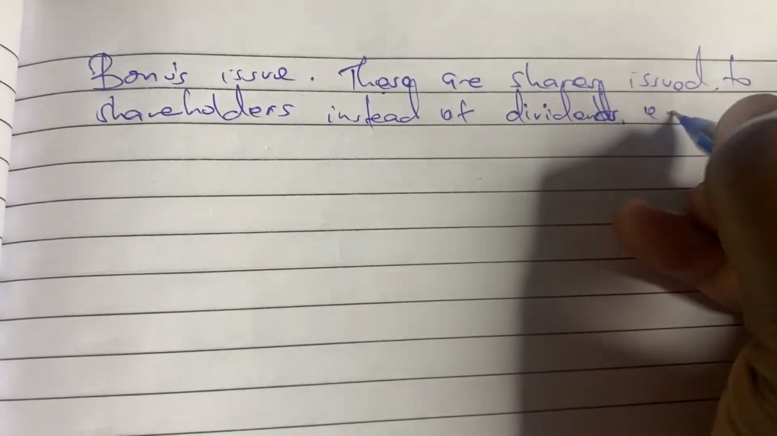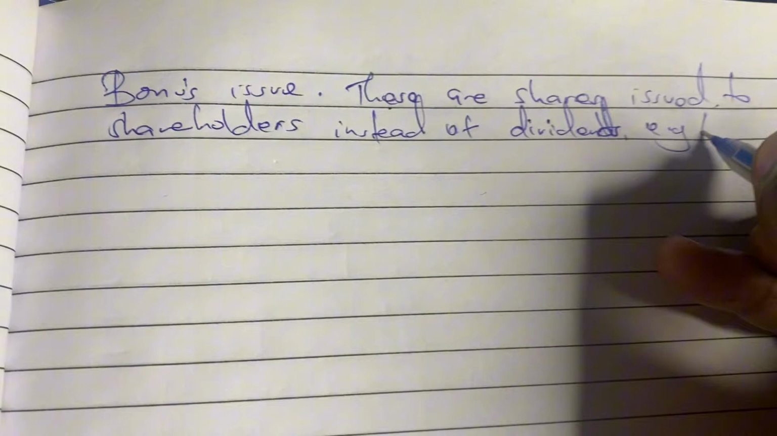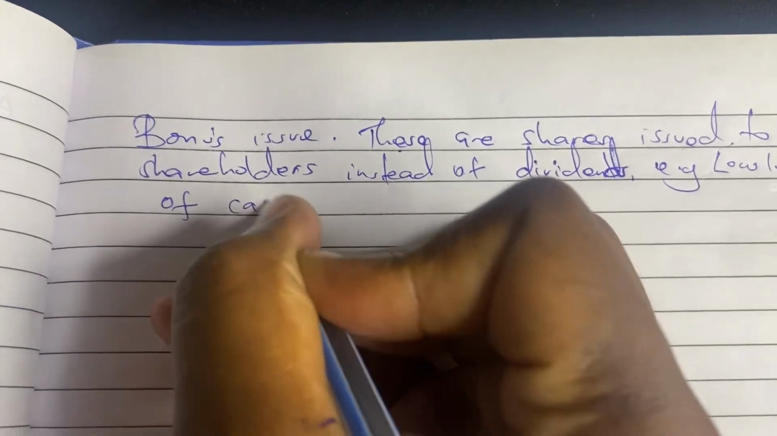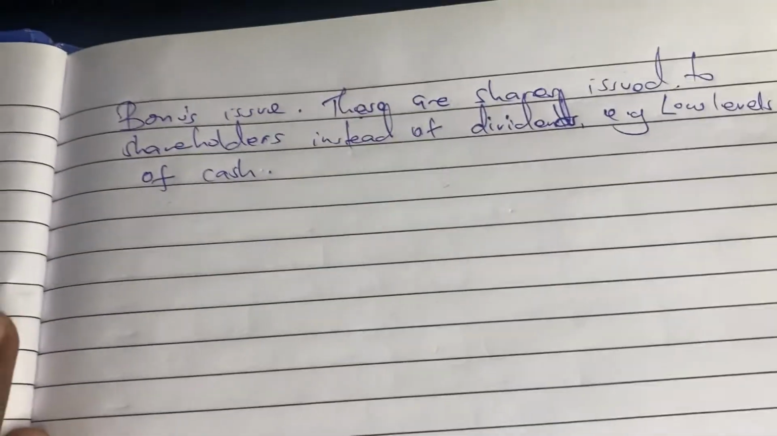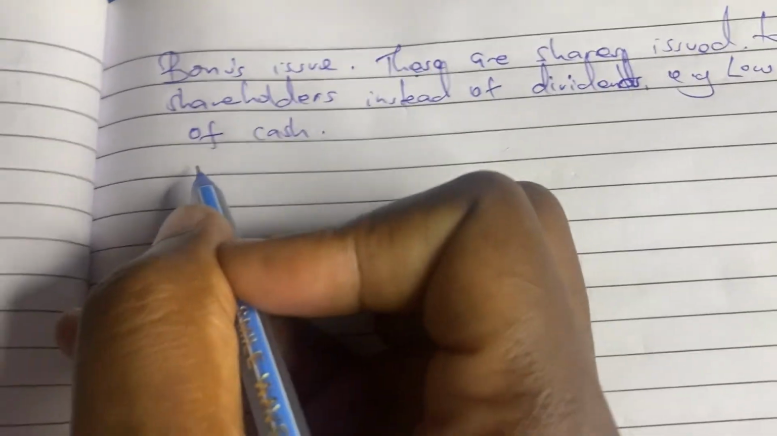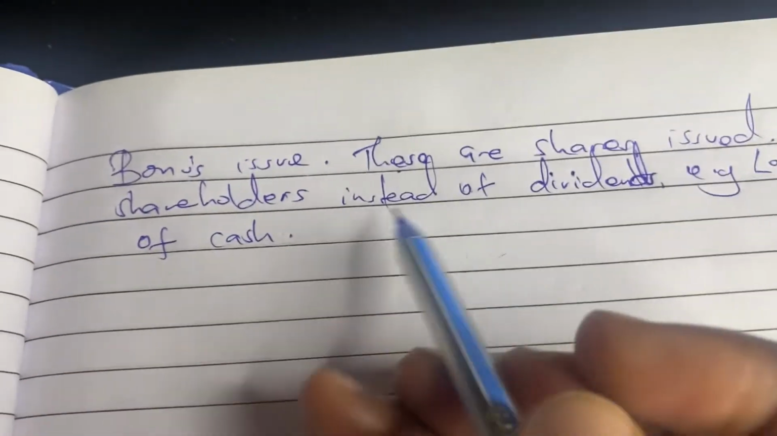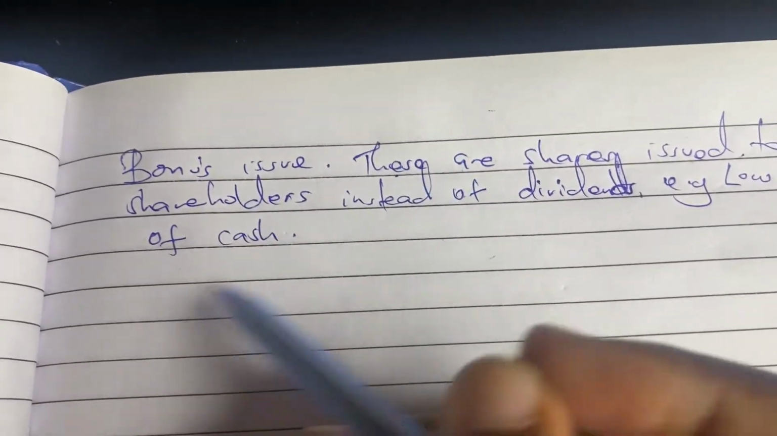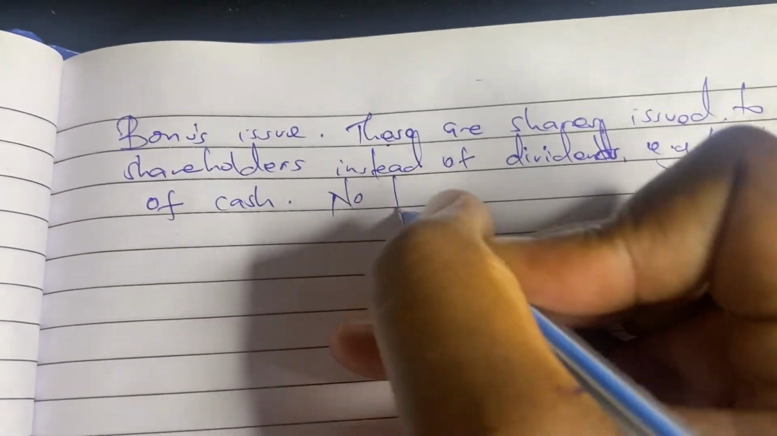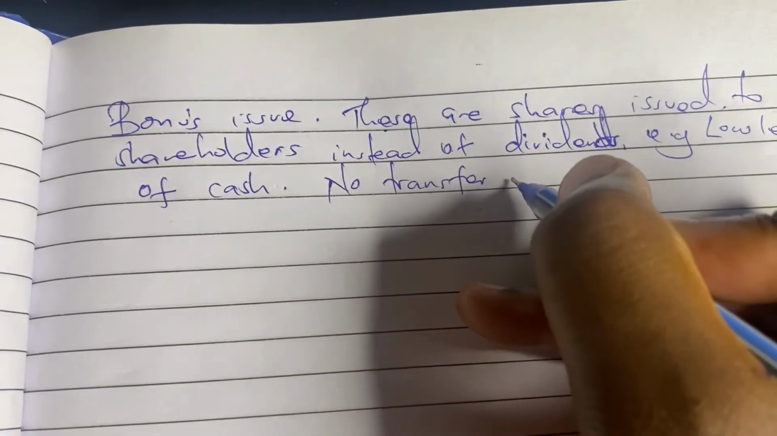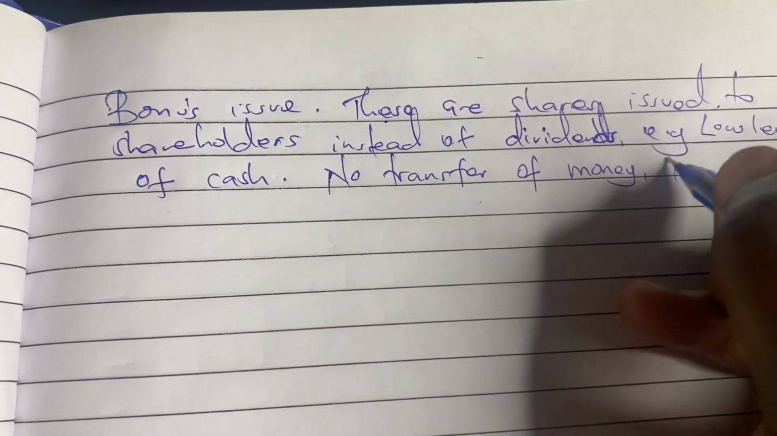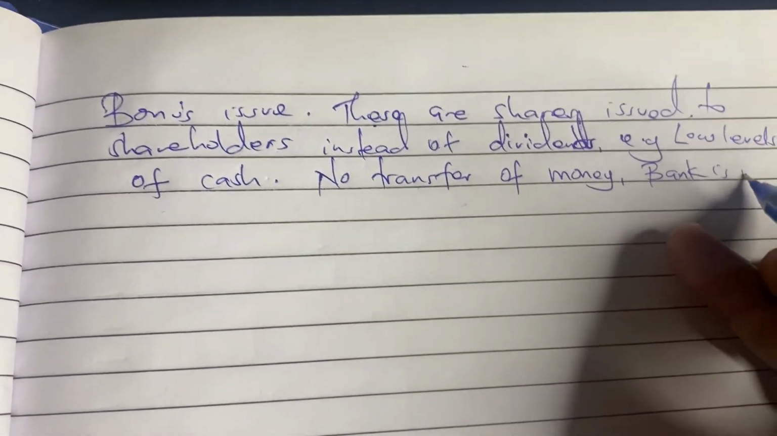So this can happen, for example, when the company has low levels of cash. So they decide to add them more shares instead of giving them cash. That is bonus issue. So here in bonus issue, there is no transfer of money involved. So meaning bank is not involved.